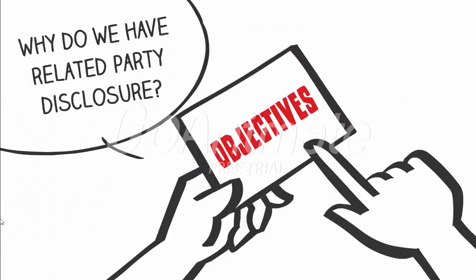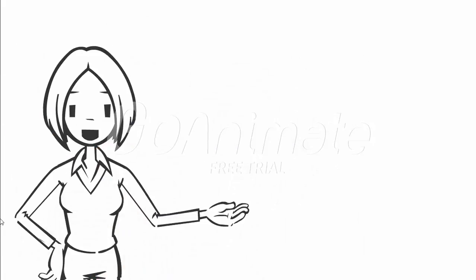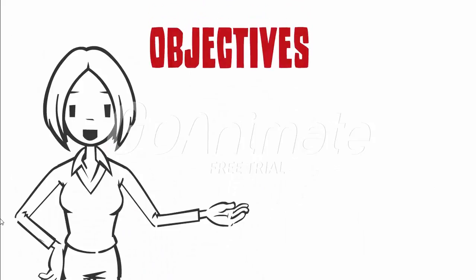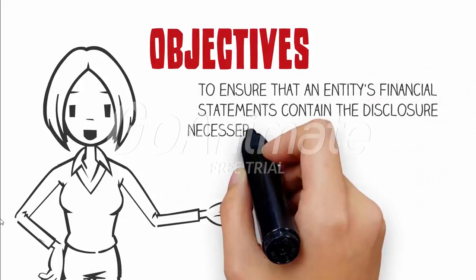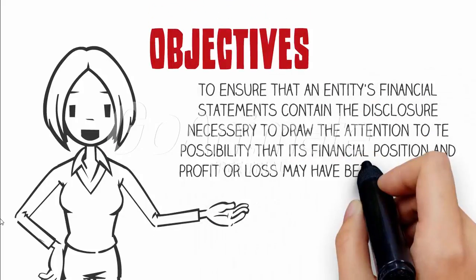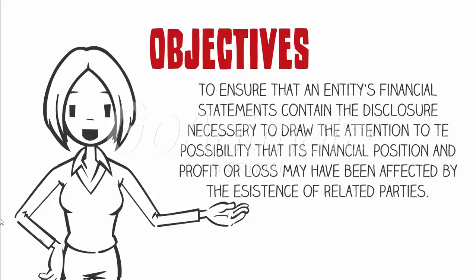Why do we have related party disclosure? The objective is to ensure that an entity's financial statements contain the disclosure necessary to draw the attention to the possibility that its financial position and profit or loss may have been affected by the existence of related parties.